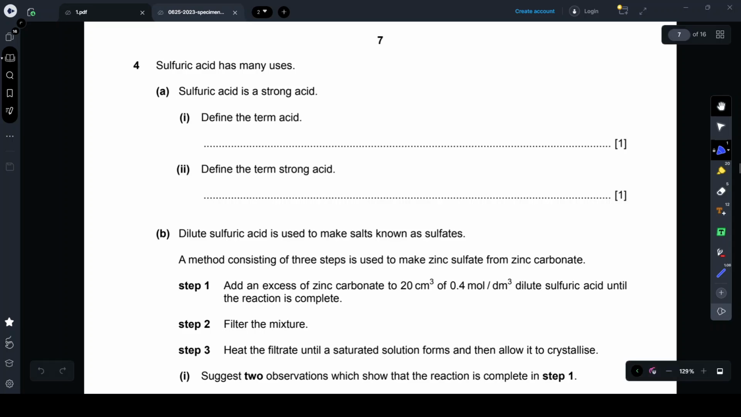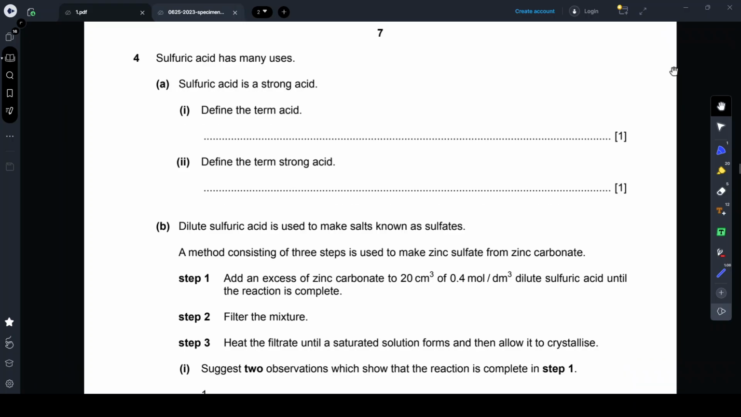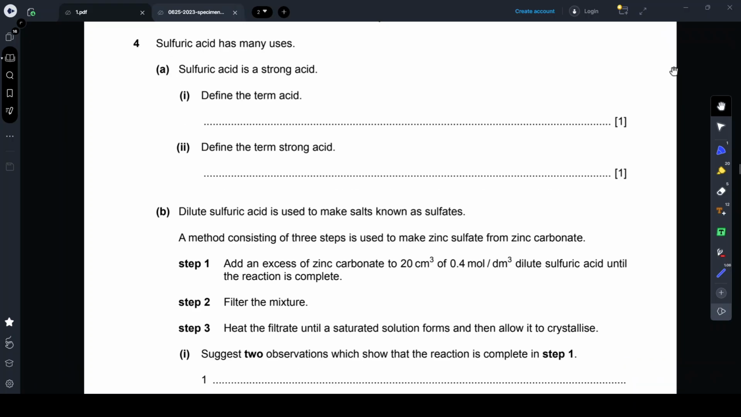So today we are continuing with paper 4 from the 0620 IGCSE specimen from 2023. This is question 4 that you're seeing on screen. So sulfuric acid has many uses. Sulfuric acid is a strong acid. Define the term acid. An acid is a proton, H plus, donor.